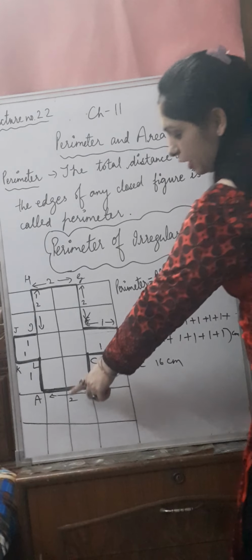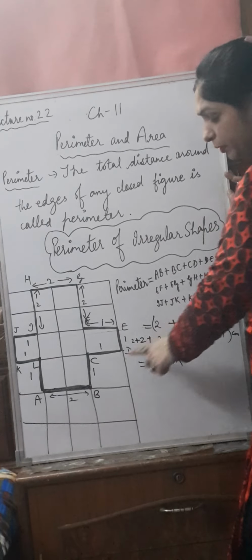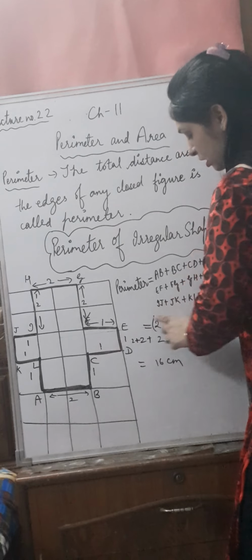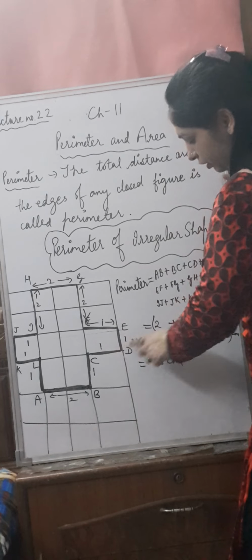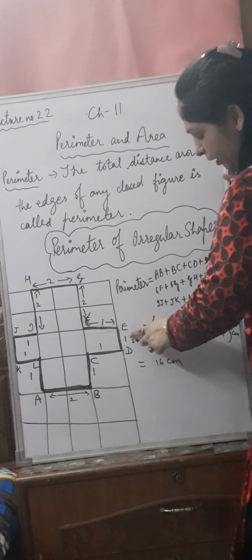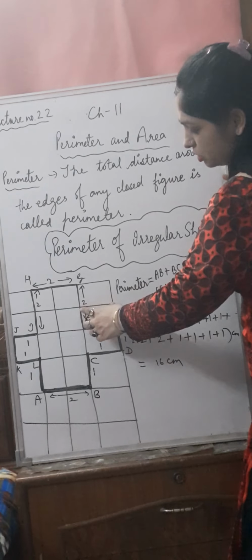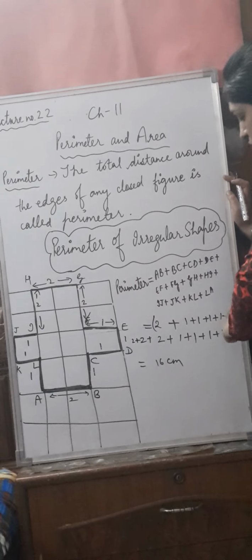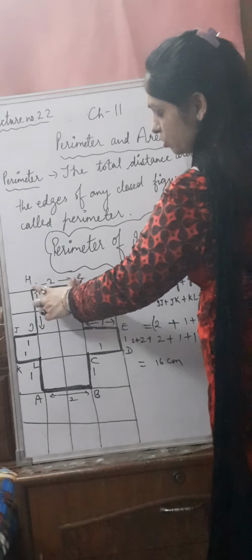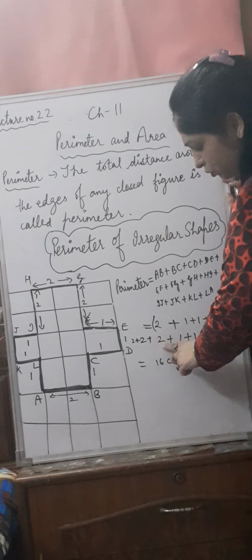Now what is AB here? 2. So write down 2 here. This is 1 unit. This is 1. This is also 1. So write down 1 here. This is 1. So write down 1 here. This is 1. So write down 1 here. This is 2, so write down 2 here. This is also 2 and 2. So write down 2, 2 here.